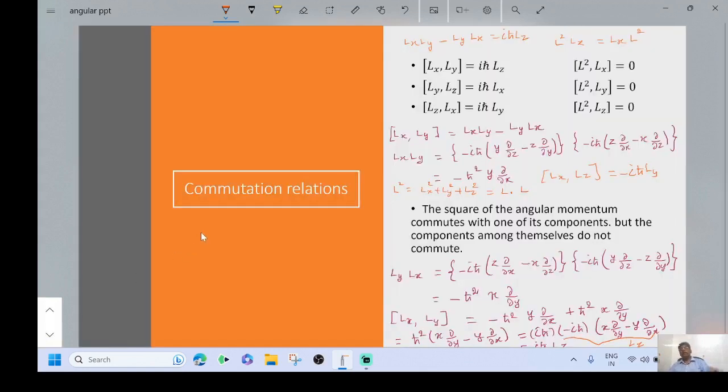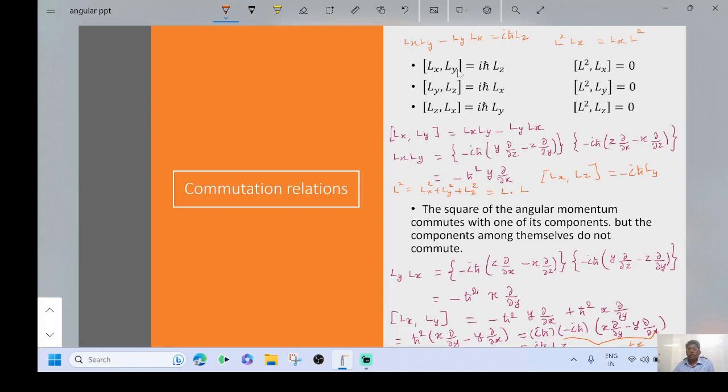Then the square of the angular momentum commutes with one of its components, but the components among themselves do not commute. [Lx, Ly] equal to i h cross Lz. [Ly, Lz] is i h cross Lx. [Lz, Lx] is i h cross Ly. But Lx, Ly and Lz are commuting with L square. We know that L square is Lx square plus Ly square plus Lz square, which is our L dot L.